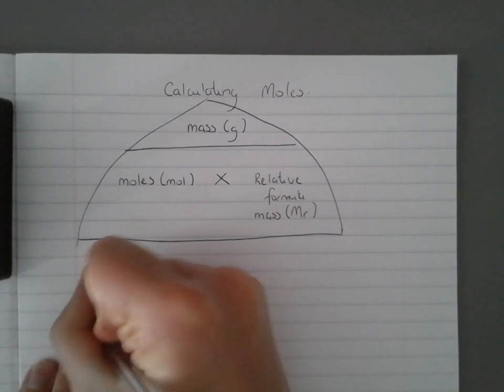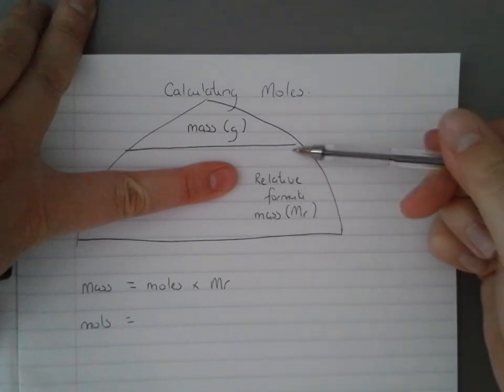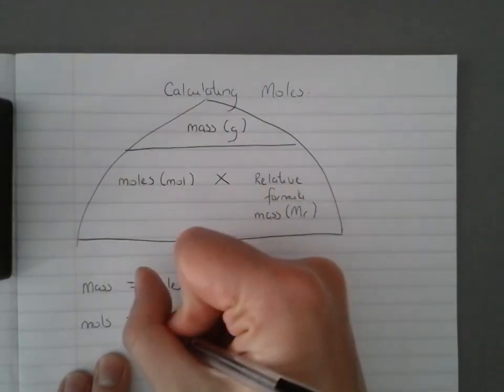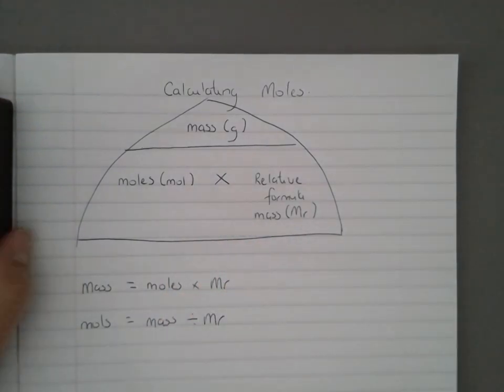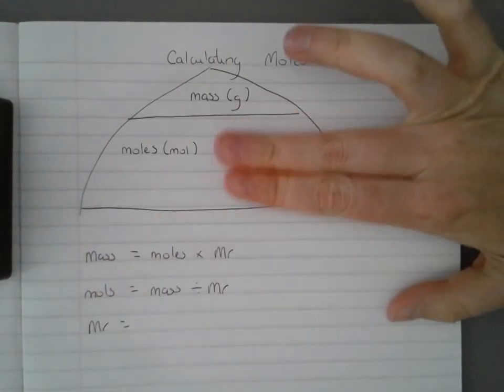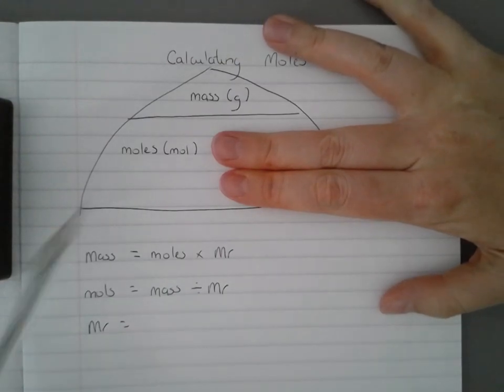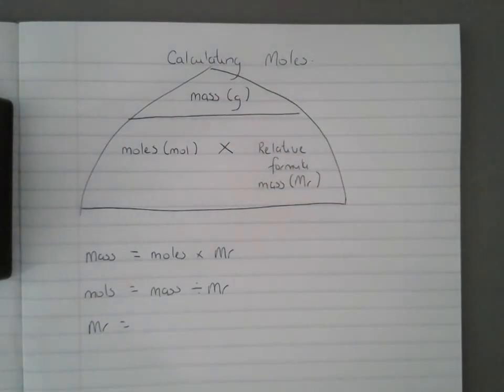If I were trying to find moles, what I would do is I would cover moles, and what I'm left with is mass divided by relative formula mass, okay? So if I'm trying to find moles, it's going to be mass divided by, so this line here is divided by relative formula mass. And then if I am trying to find relative formula mass, you could use your triangle and write mass divided by moles, okay? But typically, you're going to use your periodic table to find relative formula mass, just like we did in the last lesson, okay? You're going to use the mass numbers from the periodic table, add them all together, and you're going to find your relative formula mass.